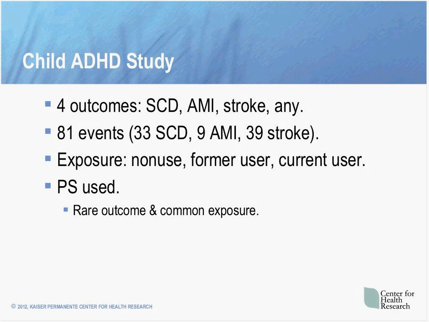So on the adult study, let me start with the child study. Within 4 outcomes, looking at sudden death, acute stroke, or the outcomes. Again, in the child study, you're not going to have a lot of events. Out of our large cohort, we had only 81 events. Exposure was looking at either non-use, former use, or current use of ADHD medications. So we were dealing with a very rare outcome, and our exposure was expressed as a much more prevalent outcome. We decided to use propensity scores in this study.